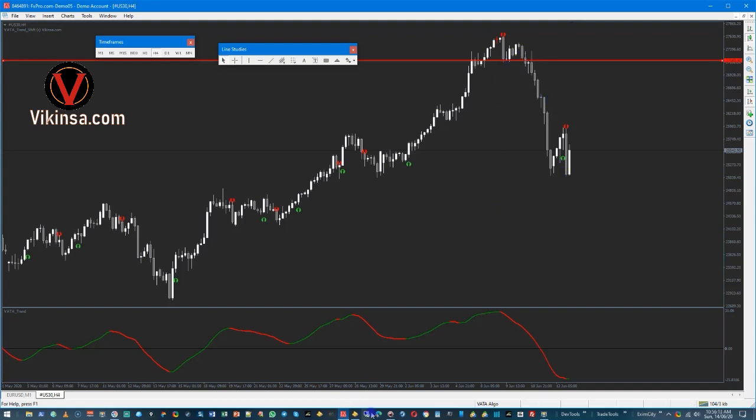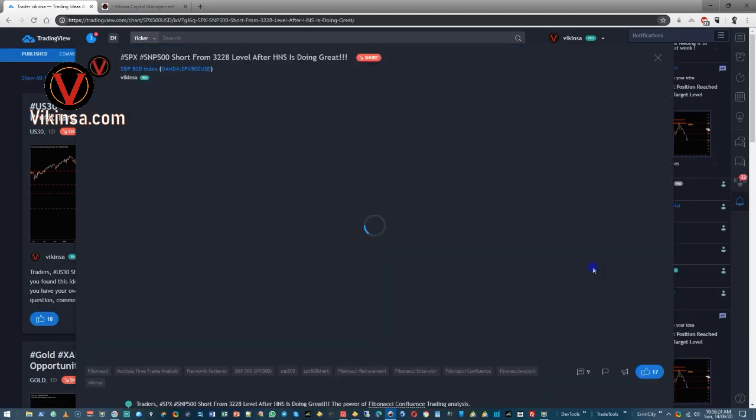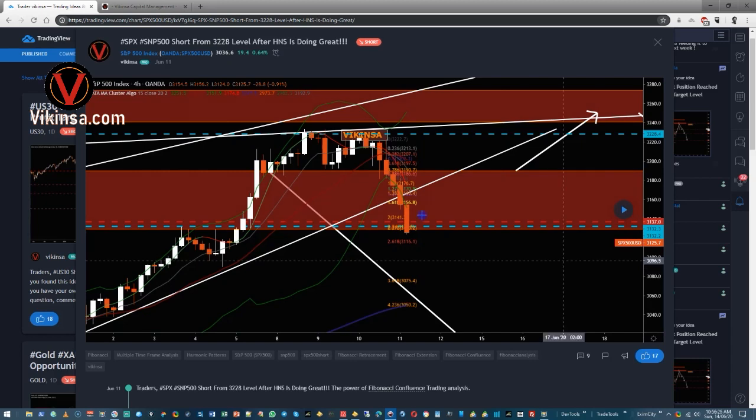Let's look at another one. Let's look at S&P 500, because we shorted it from 3228, and then we took another one. So the analysis was that there was a zone around here, and I mentioned that around 3228 we were going to look for a short opportunity. This information was given in the Telegram group and here on TradingView as well.